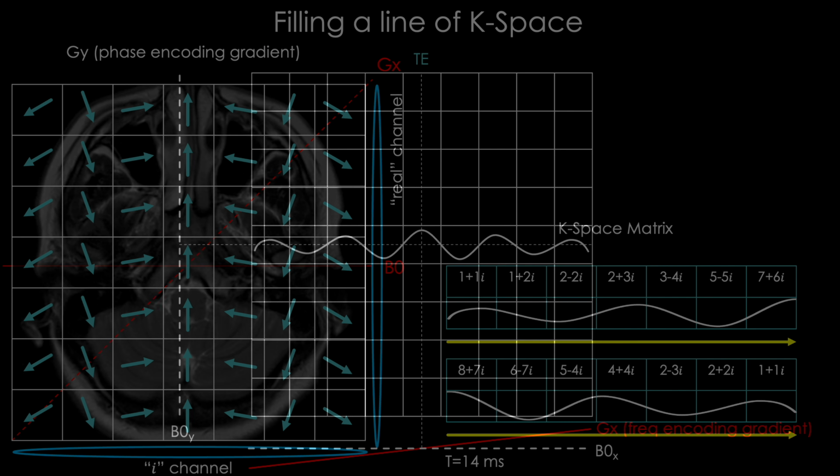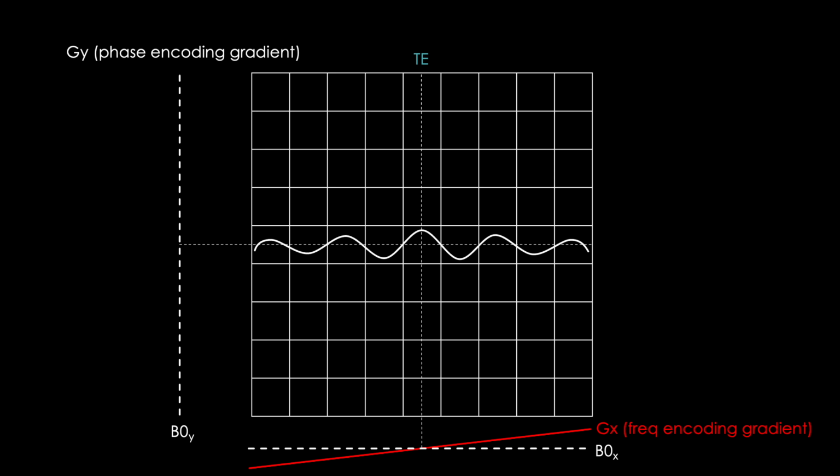Now, if we look at this echo we recorded while applying our GX gradient, notice it's nice and strong. Let's place it here in the center of this table. This will make more sense as we go along. Now let's see what kind of an echo we develop if we run this sequence again, except this time also applying a very strong phase encoding gradient.